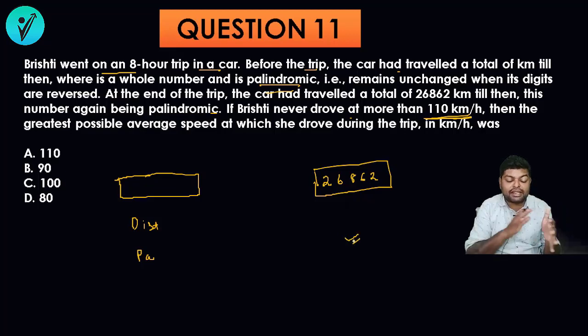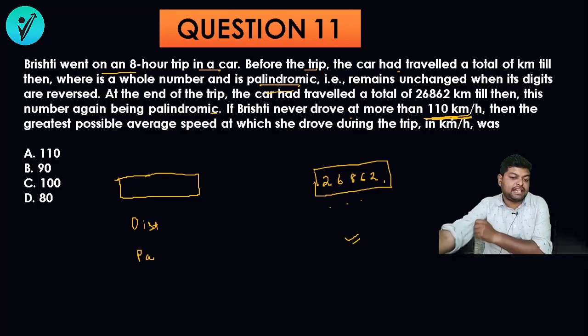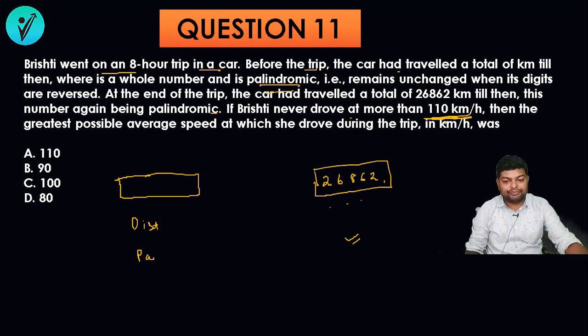So first of all, here they have told us what a palindromic number is: it remains unchanged if you reverse the digits also. It means if instead of writing from left to right, I write right to left, it will still represent the same number. Like if I start writing 26862 from here, again it will give you the same number. Also it is clearly mentioned that Brishti never drove at more than 110 kilometers per hour. Then what is the greatest possible average speed at which she drove during the trip?